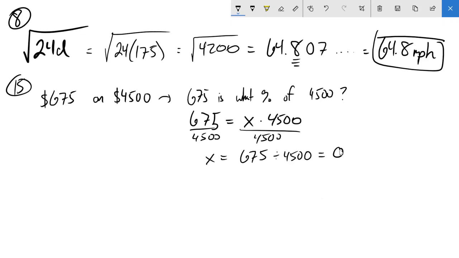Was that 0.15? Yeah. So then the answer is what? 15. Yeah, because that's decimal form. So you always have to convert back into percentage form. So that'd be a 15% commission rate, looks like.